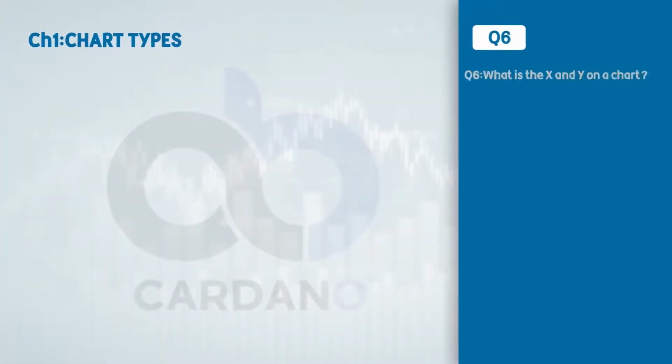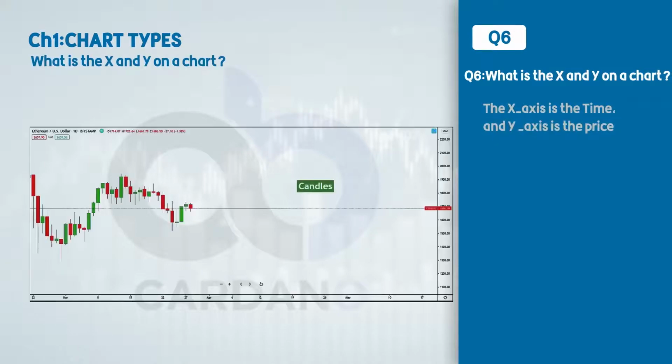Question number 6. What is the X and Y on a chart? The answer is, the X-axis is the time and the Y-axis is the price.